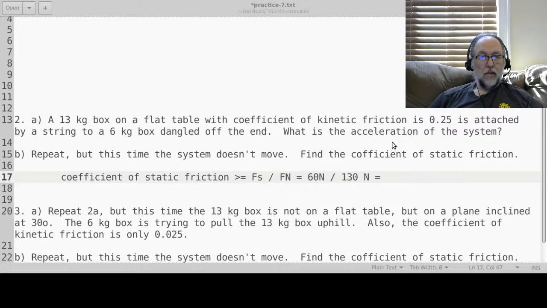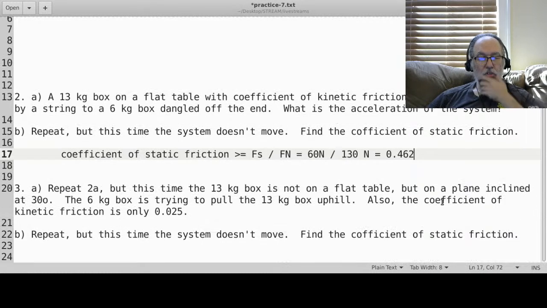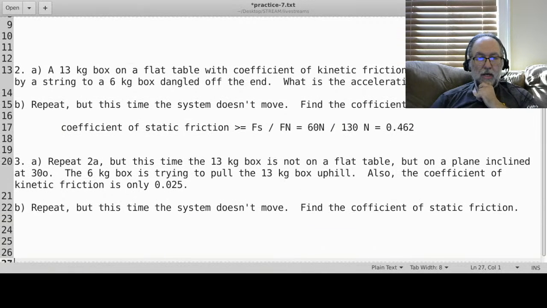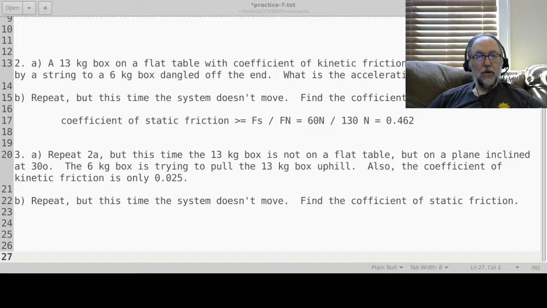So 60 divided by 130 equals. All right, I'll keep 3 decimals here. There we go. 0.426. All right. So that should have been straightforward, okay?